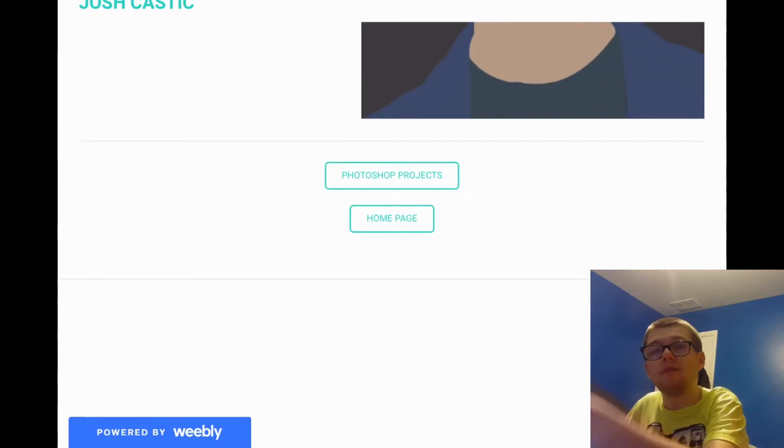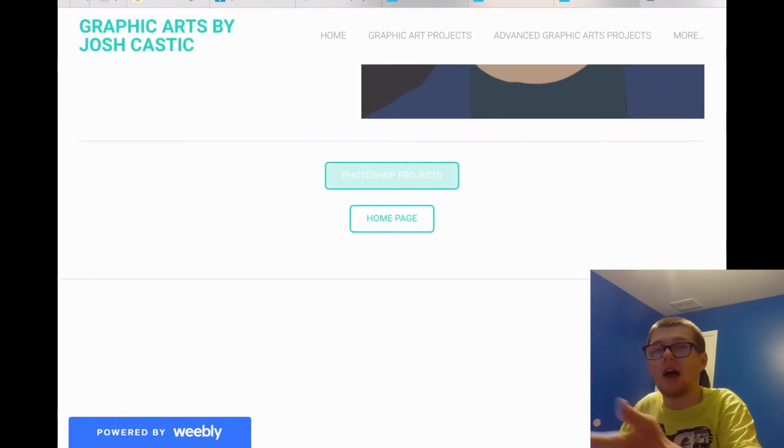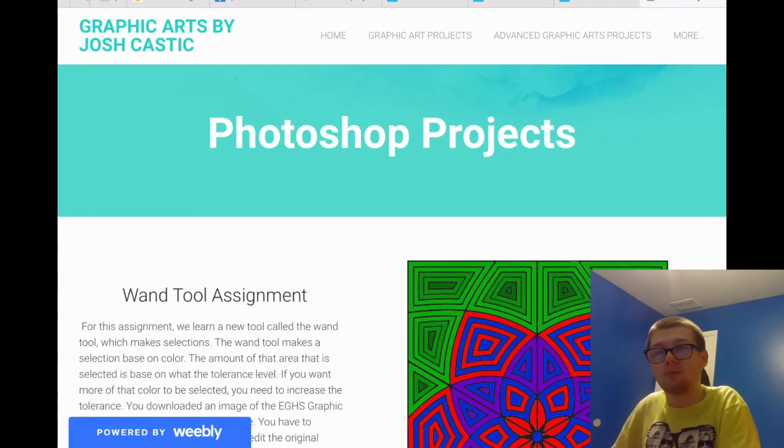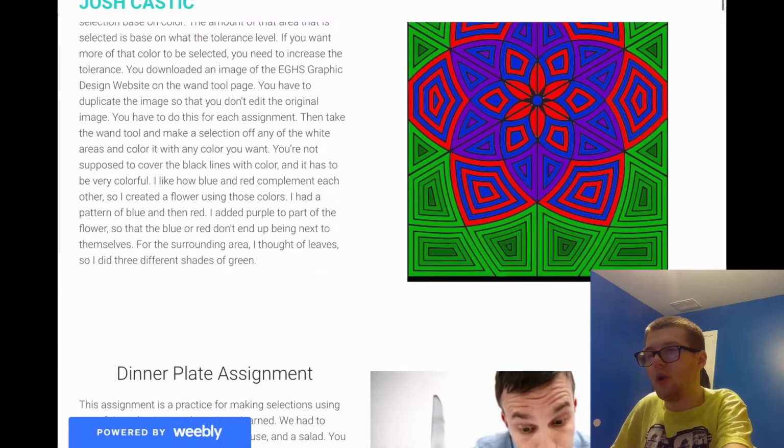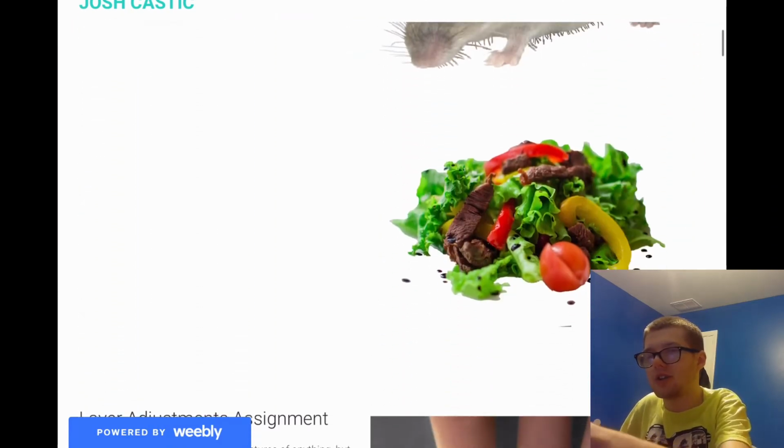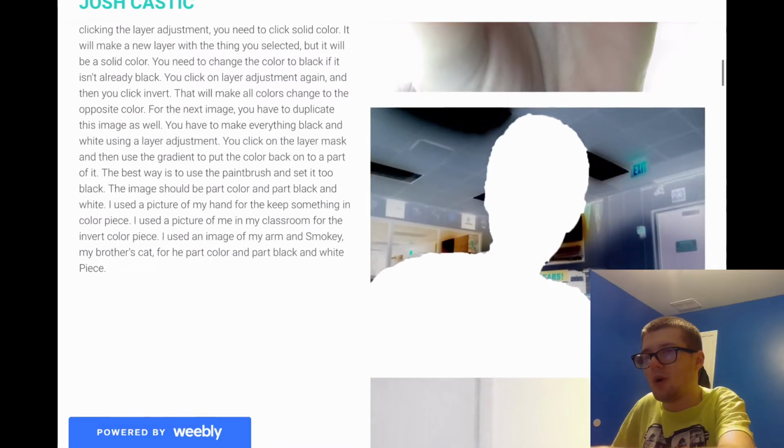Then you got the Photoshop projects here, where you could go back to the home page with the button here, but you could also go to projects. If you click that, it will go directly to the Photoshop projects. So obviously one tool thing, more selection stuff, there's a lot of selection.